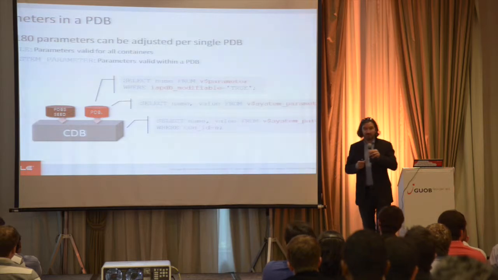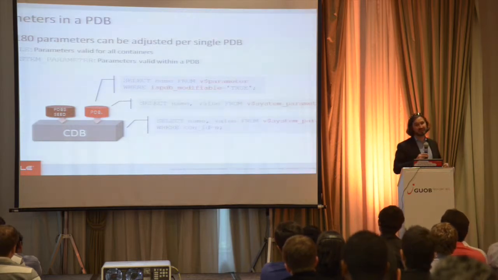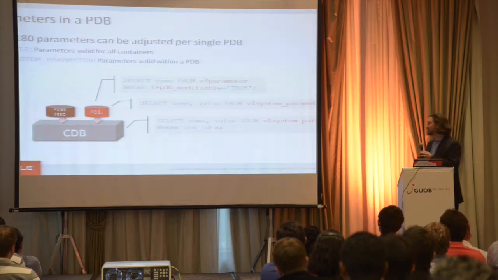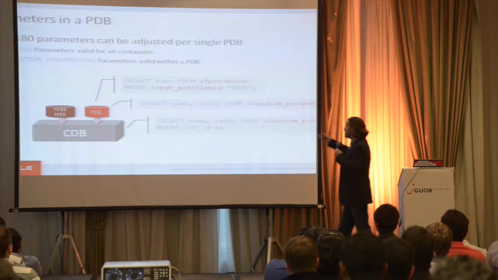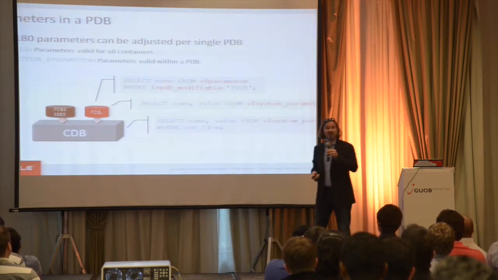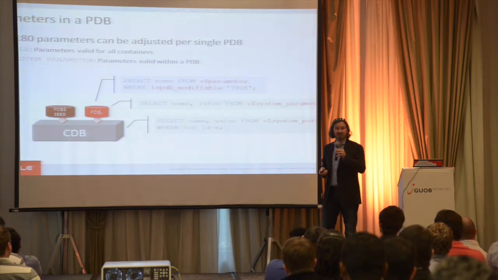Parameters. I told you before we share the SP file. But when you set something in a PDB, where do you find it? First of all, you find in V$PARAMETER there are new columns, and one is PDB modifiable, meaning you can change a parameter in a PDB, on a PDB level.